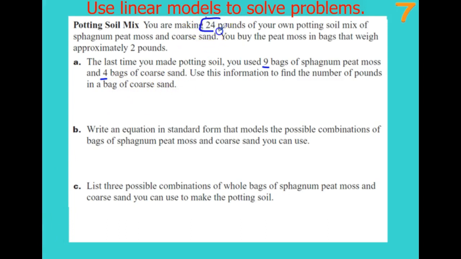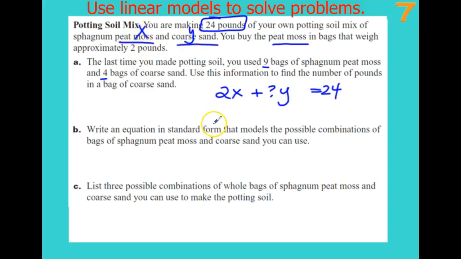So we know that this 24 pounds, that's our whole total of the peat moss and the coarse sand. So I know that has to equal 24. And we only know that the peat moss, the first one, I'm going to say that's represented by x, and this is going to be represented by y, weigh approximately 2 pounds. So the peat moss is 2 pounds for every one of those, but we don't know how much the coarse sand weighs.